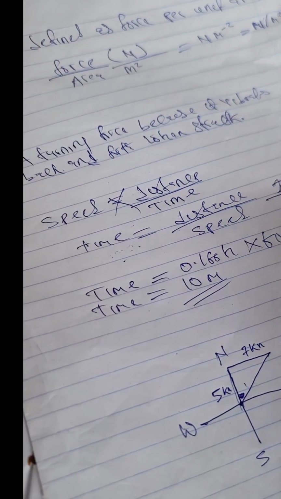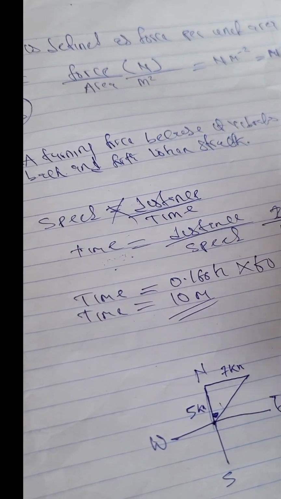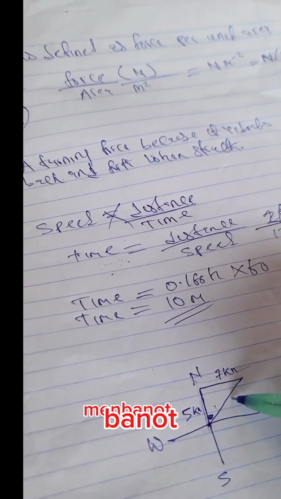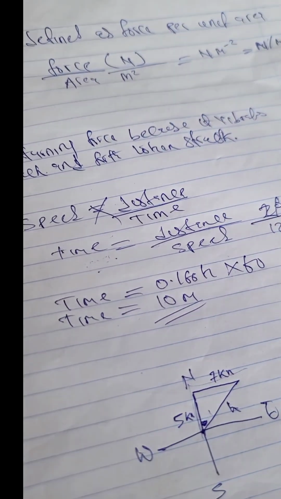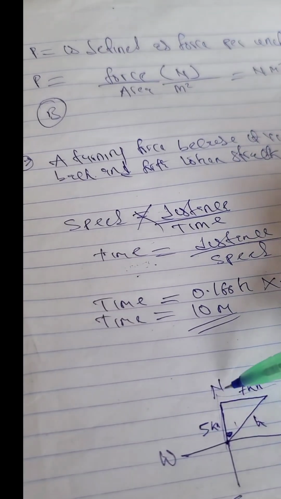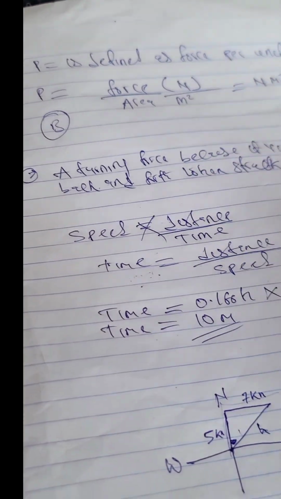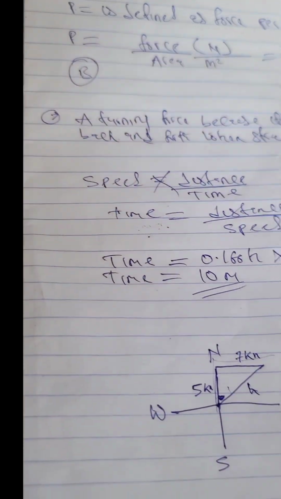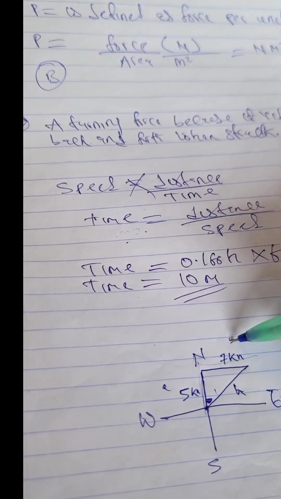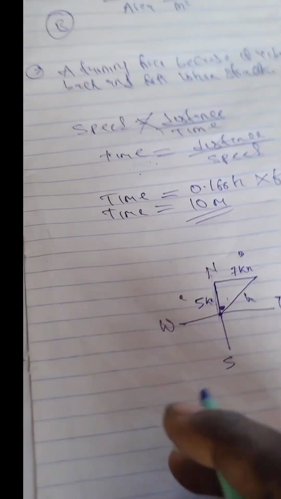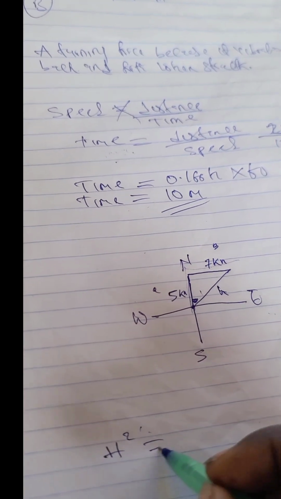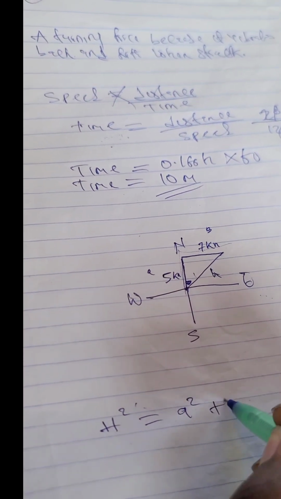Okay, so let's do this. With your Pythagoras theorem, remember northeast. So let's call here H, or you can use any letter of your choice. Or you can still use your northeast, any which way. Okay, we can just use a letter. So call here H, maybe call here A, call here B. Okay, so let's go. So we have H square equals A square plus B square.